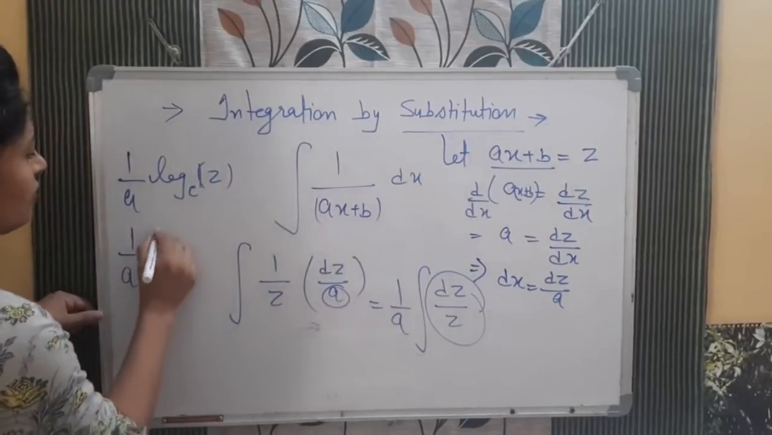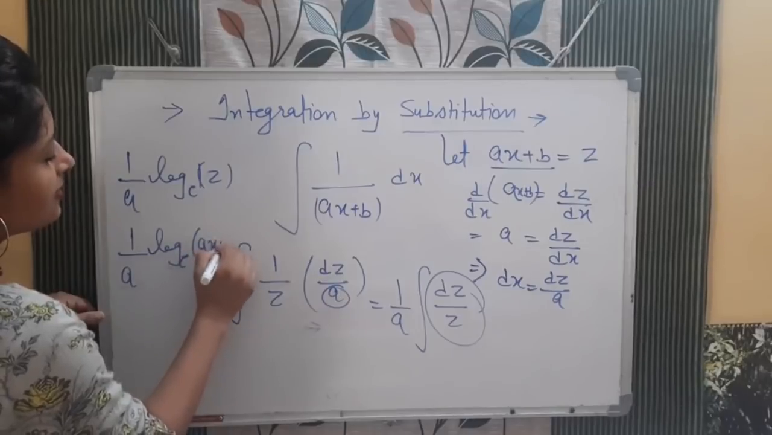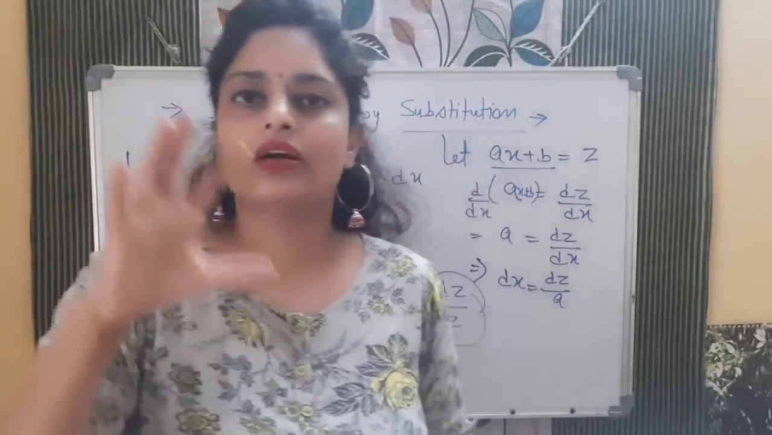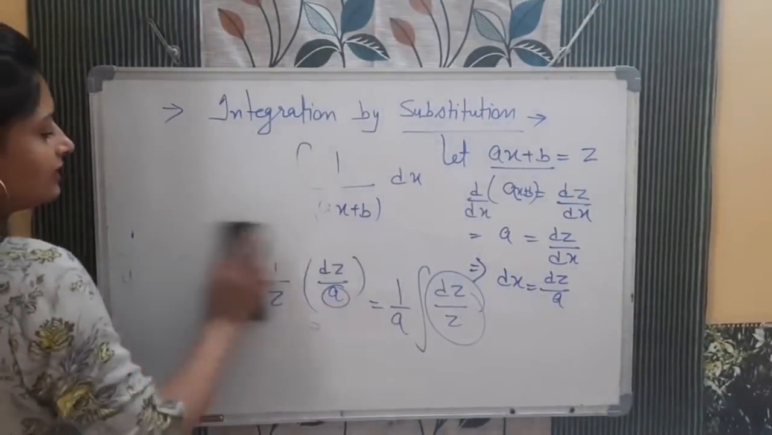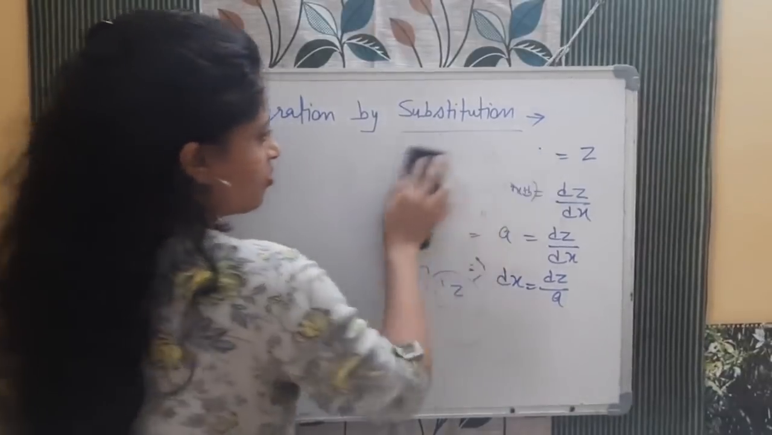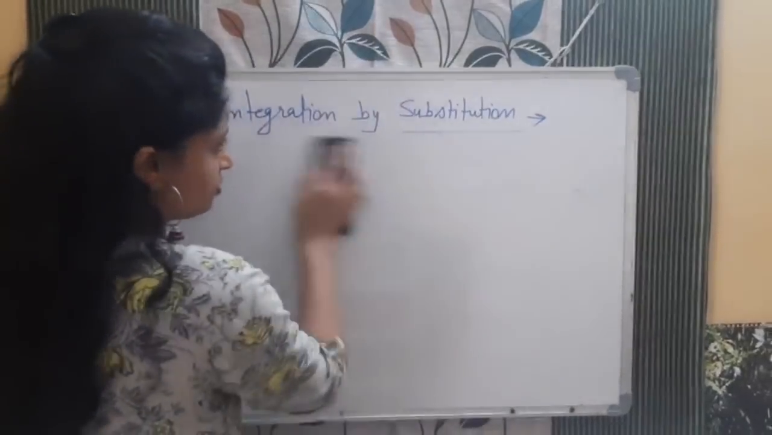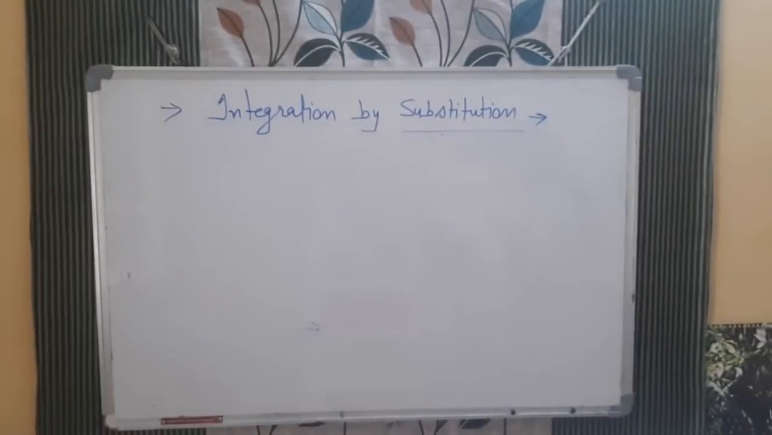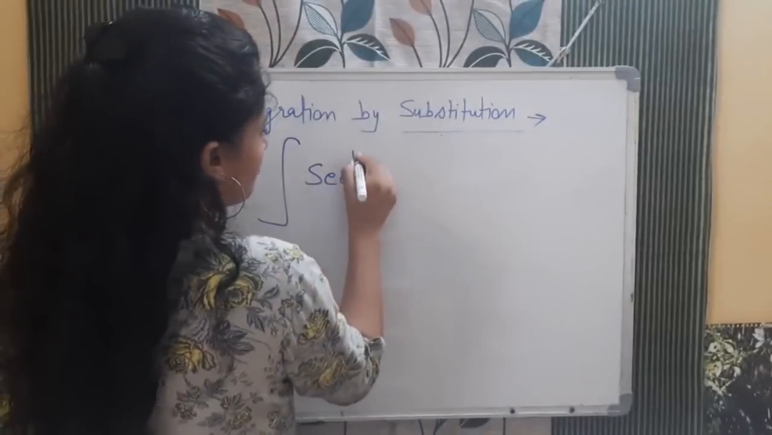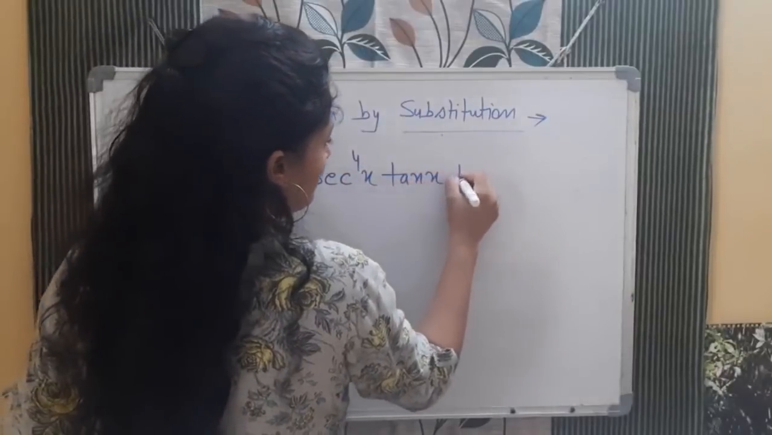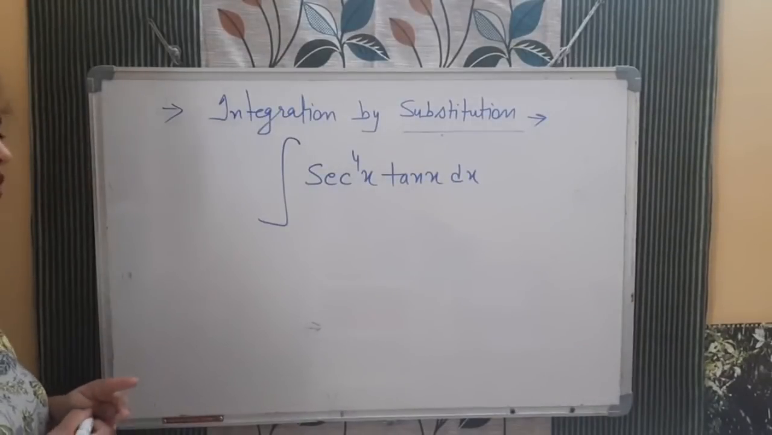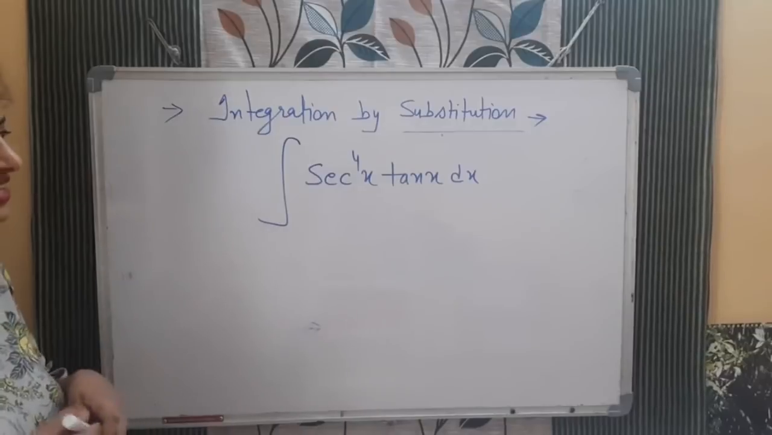Log e ax plus b. So by substitution method, you can simply reduce them into some simpler integrands, so that you can solve them directly. Let's see one more example of this, that how by substitution we can solve simply these questions. So example like okay, secant 4x into tangent x. अभी क्वेश्चन बोल रहा है that integrate it. Now we don't know how. Because simply जो simple formula है we can't apply here.